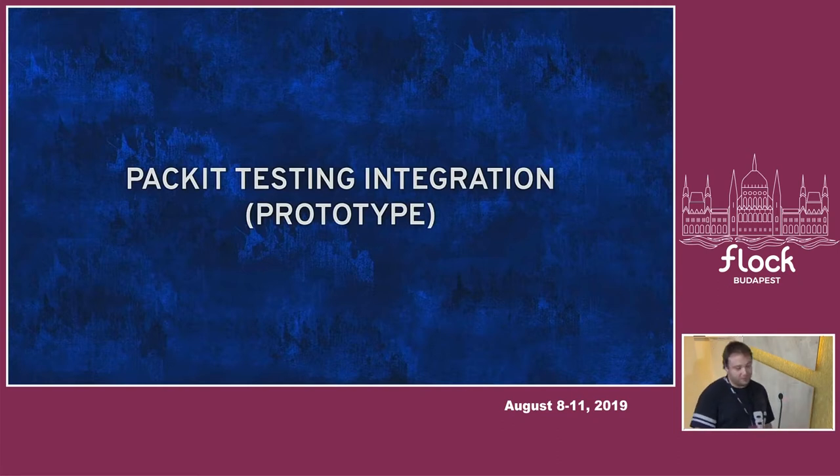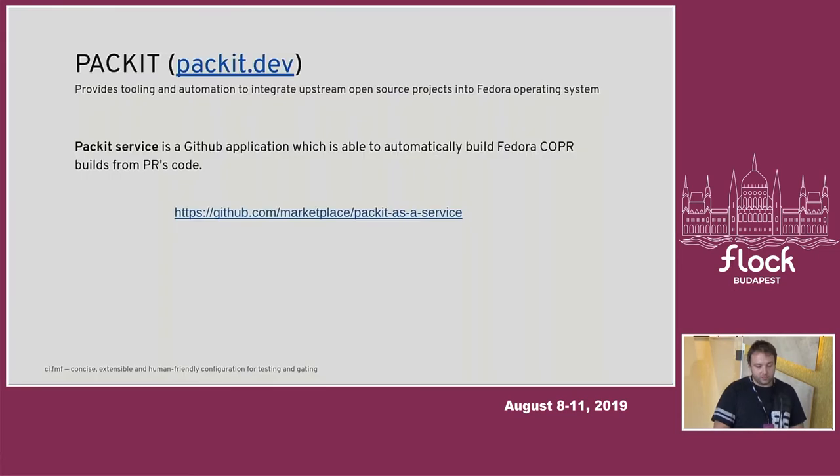So let me show you how we managed to run tests on Copr builds, Packit builds. If you were in the previous presentation, you saw that. Packit is the tool, presented by the guys here, to integrate upstream projects directly into Fedora. Part of it, Packit Service, builds Copr builds, right? So they take those Copr builds and want to run them on a real VM for Fedora according to that Copr root, and report back directly to GitHub.